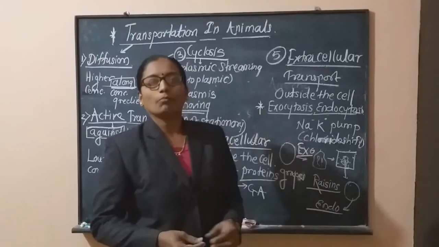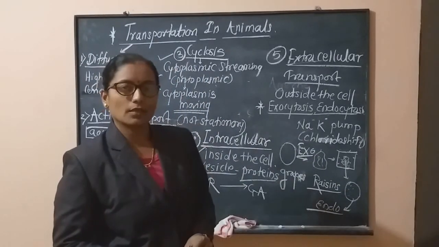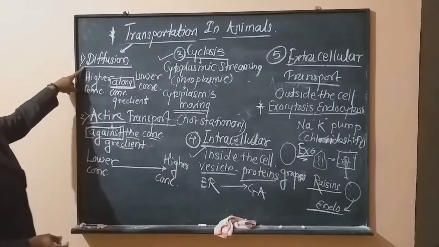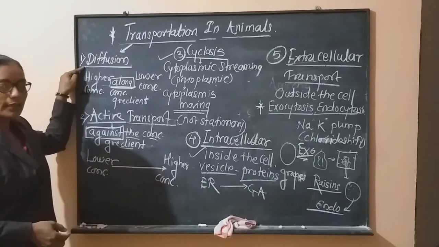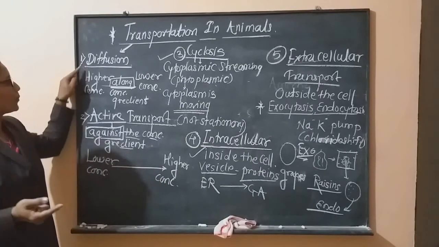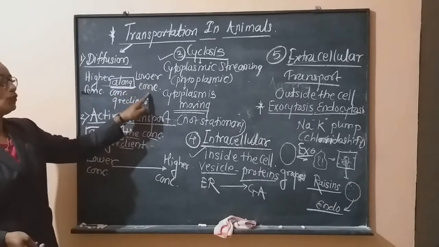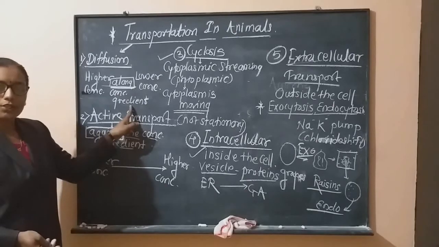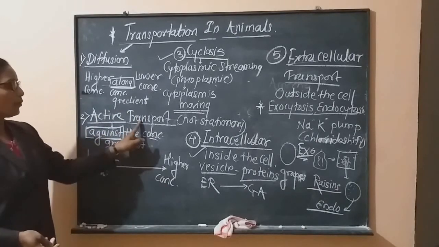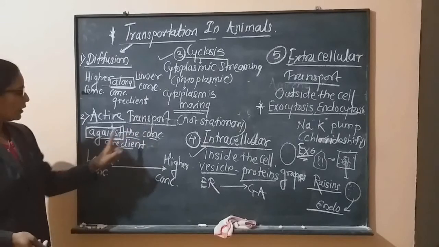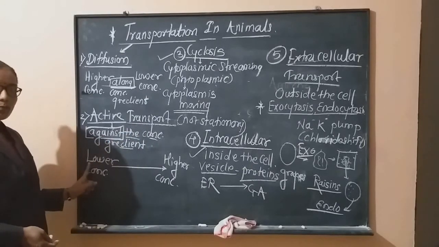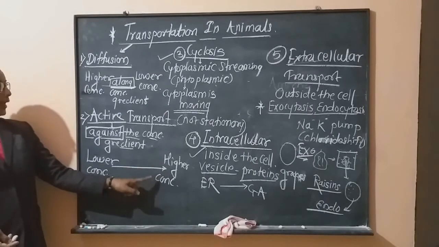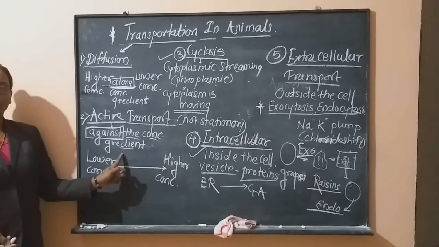Such different methods of transportation take place in the case of animals. In simple terms, the first process is diffusion. Diffusion means the movement of molecules from higher concentration to lower concentration, along the concentration gradient. Second, active transport: the movement of molecules from lower concentration to higher concentration, against the concentration gradient.